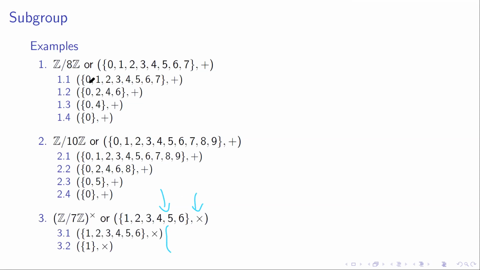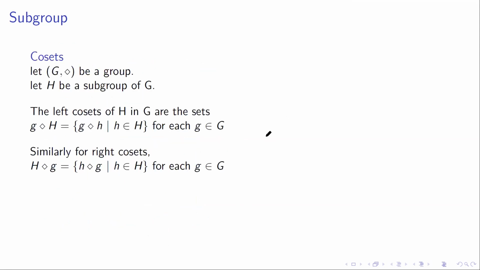So those are some examples of subgroups. A subgroup is just a subset, but with a fancy name, I guess. So next, let's talk about cosets. Coset is a little bit more, I guess you can call it, complicated.